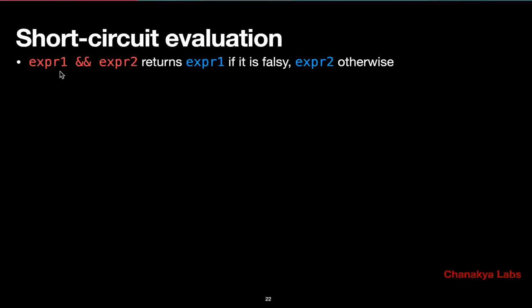Now, if this thing is truthy, then I go forward and I evaluate this. But in both cases, whether this is truthy or falsy, if I simply return this, that is enough. Why? Because if this thing is truthy and this thing is falsy, then the whole thing is falsy.